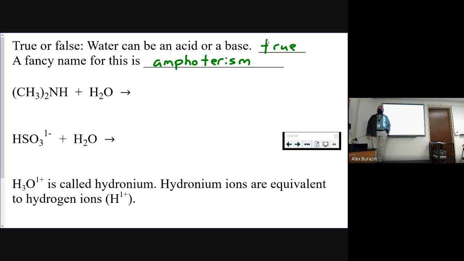Water is not the only one. There are others, but water is the most common one that we use. So here are two more reactions. Do some Bronsted-Lowry acid-base work. This is water with a what? What's this substance?